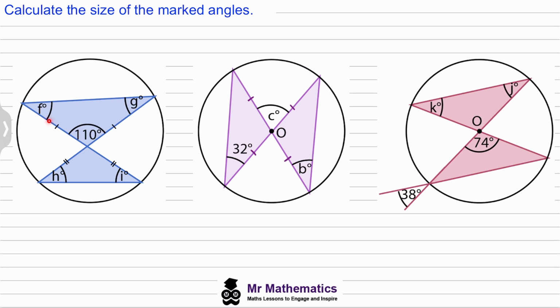So we know this is an isosceles triangle, given by these 2 lines here. So F and G will be the same. And using angles in a triangle, they must both add up to 70 degrees. So each of them will be 35. And we know that H and F are angles in the same segment, so these will both be equal, so H will also be 35 degrees. The same is true for G and I, angles in the same segment, so I will also be 35 degrees, okay?